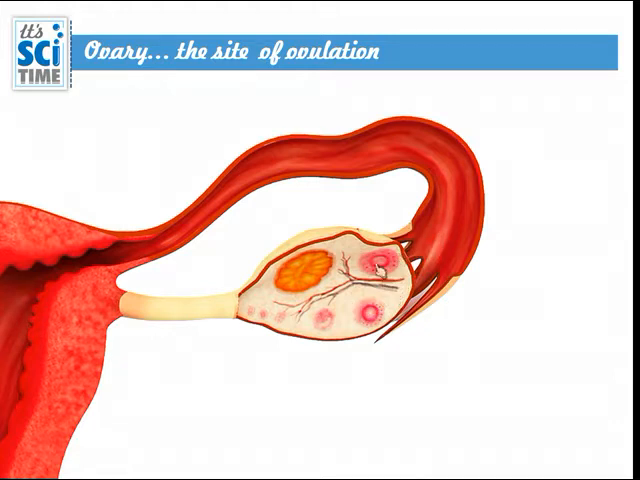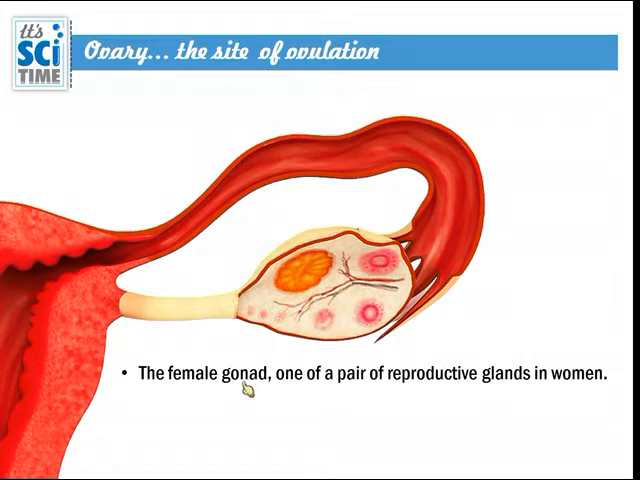I will show you an animation also hereafter. Now let's see the process. The ovary releases ova, that is ovulation. The female gonad is one of the pair of reproductive glands in a woman. There are pairs, and you can see only one side here, the left side, and there are two ovaries connecting to this.